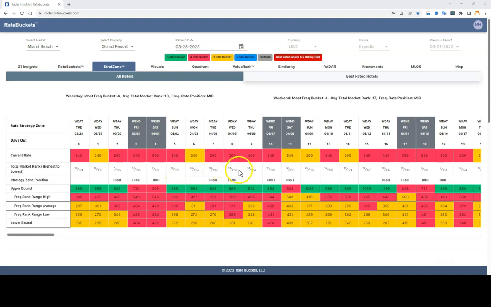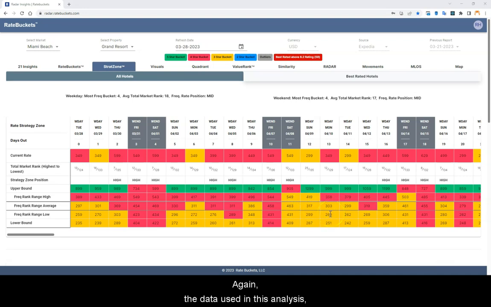The total market rank indicates where your rate stands in comparison to all the other hotels that are displaying rates on that day. As you can see from the top of the screen, this hotel typically positions itself as the 18th most expensive for weekdays and the 17th most expensive for weekends. By examining the frequency rank range average, we can observe the rate that corresponds with that average rank. For each day, you can see the typical high and low rate ranges that correspond to the range of ranks, where your hotel typically prices itself.